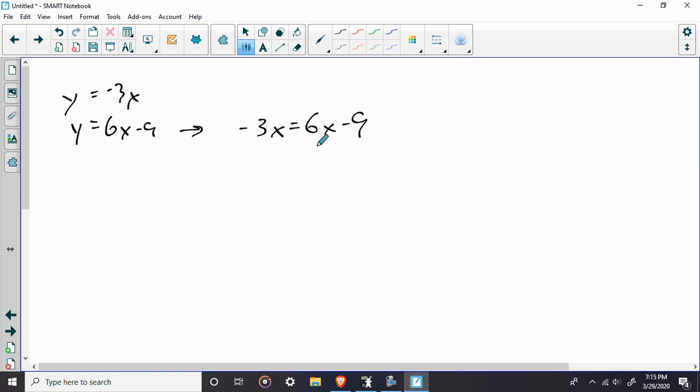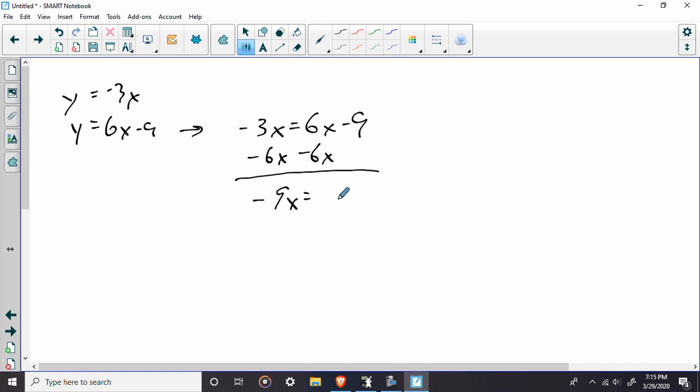So pretty basic equation solving. I need to get all my x's on one side and all my numbers on the other, right? Well, since I only have x's over here, I'm going to go ahead and move the rest of the x's there. Negative 3x minus 6x is negative 9x.